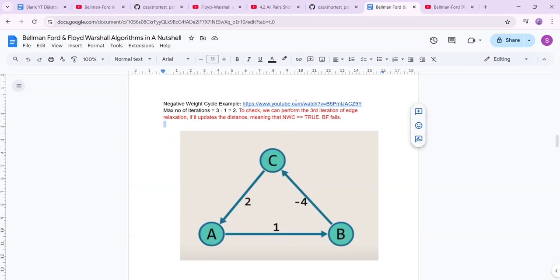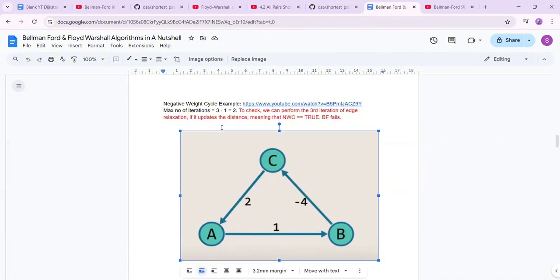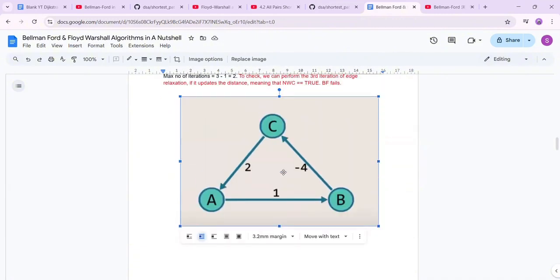Okay, for more details, you can look at this video, and maybe I will upload an updated version of this video again in the future. But basically, you're going through the same thing. You're exploring the same steps. You'll notice that the distance you update will keep continuing, it's always going to be negative, and you'll never stop. So there's a cycle. That's how you detect it.